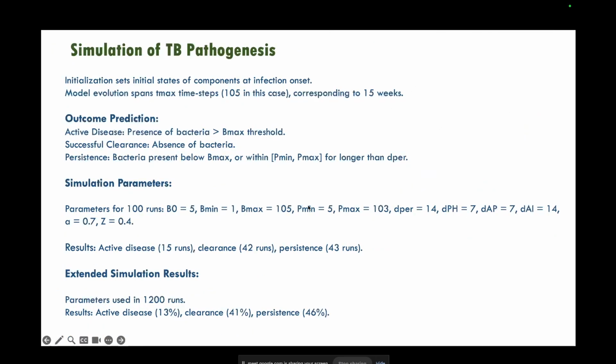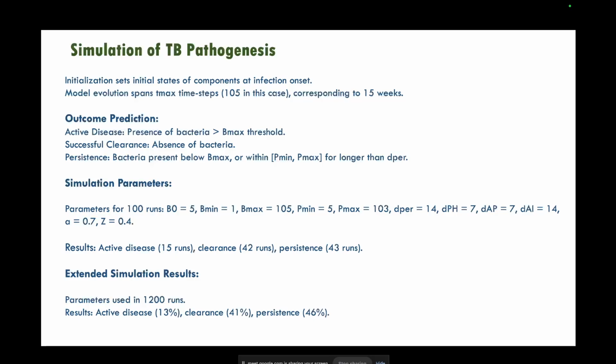Okay, now coming to the whole simulation. Initialization sets initial states of components at infection onset, and the model evolution spans Tmax time steps, which is 105 in this case, corresponding to 15 weeks. What Tmax time steps means here is that you are asynchronously updating the model 105 times, which corresponds to 15 weeks if you just convert it.